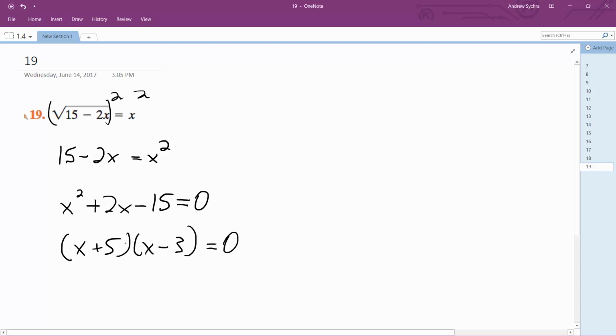So then we have this, and then I move everything to the right side of the equation where I have my x squared term, and then I factor. And then x would be equal to either negative 5 or 3, but you got to be careful here.